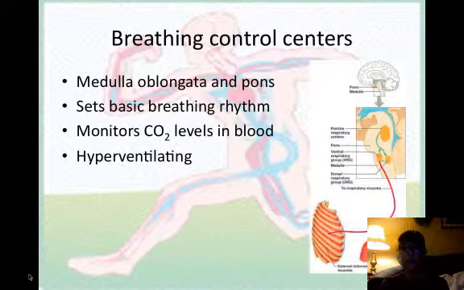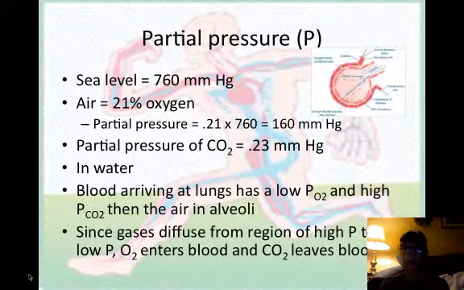Gases in air or water depend on partial pressure. Partial pressure at sea level is about 760 millimeters of mercury. In other words, the atmosphere is exerting that much pressure at sea level. Since air is 21% oxygen, the partial pressure of oxygen is 0.21 times 760, which is 160 millimeters of mercury. The partial pressure of CO2 is much, much less, 0.23 millimeters of mercury.